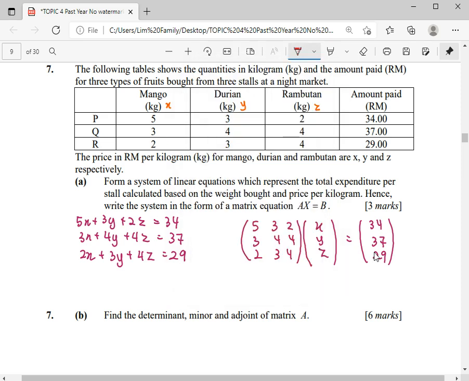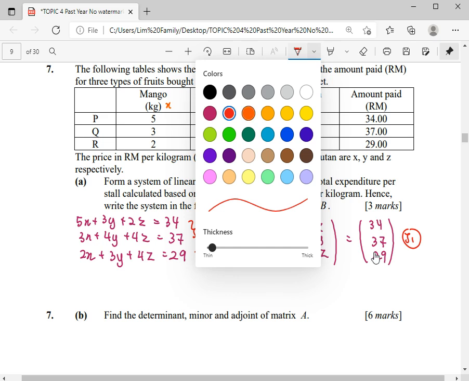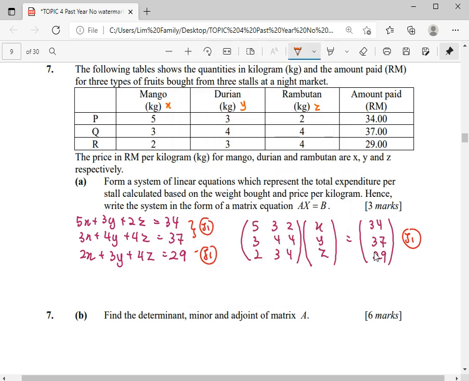Okay, so this is our 3 marks here. When you get these 2 equations correctly, we get 1 mark. Everything correct, we give you another mark. And your matrix form is 1 mark. So from here, the question has already denoted for us in matrix form. This is what we call matrix A, this is what we call matrix X, and this is what we call matrix B.